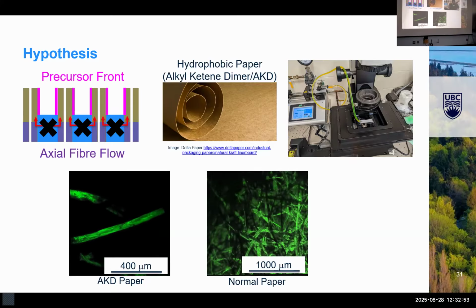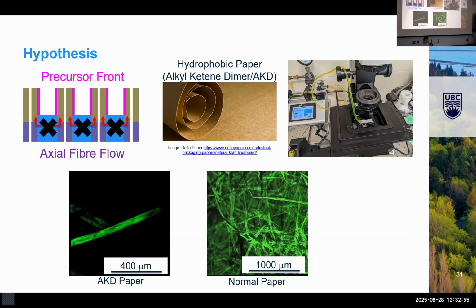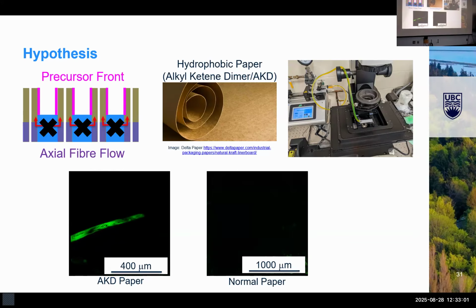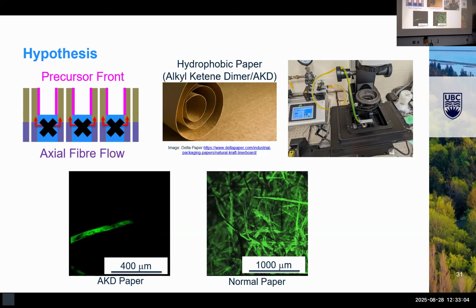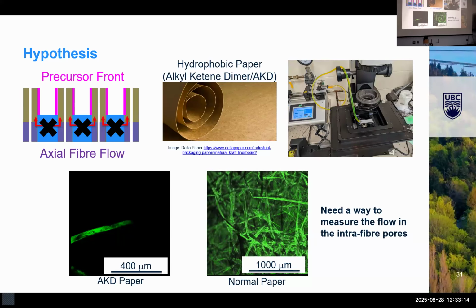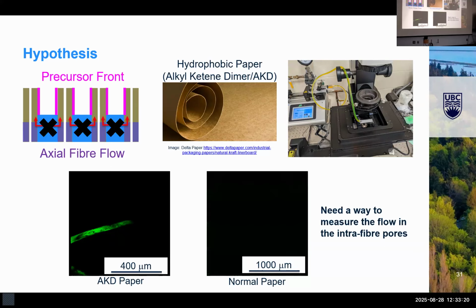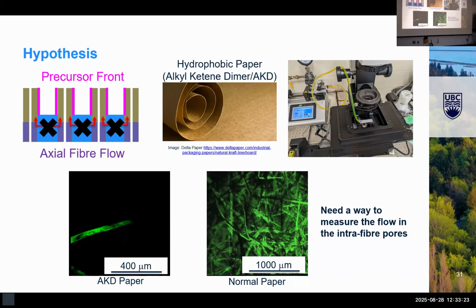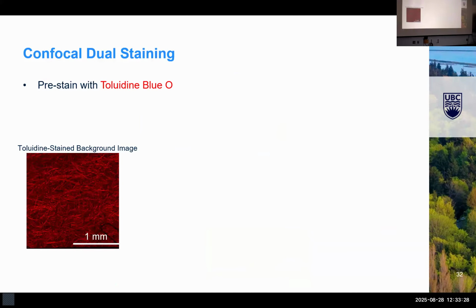Meanwhile, if we look at just a sheet of normal paper undergoing this same experiment, it's quite a bit more varied. We see liquid filling the spaces between the fibers and zipping around all over. So if we want to see what's going on in the intrafiber pores, it's difficult to do. We can't do it just visually. So we needed to come up with a way to measure the flow in the intrafiber pores to see if it's going faster in a normal sheet with this mechanism occurring than in a hydrophobic sheet where this couldn't possibly happen. For that, we developed this dual staining protocol for our confocal microscope.